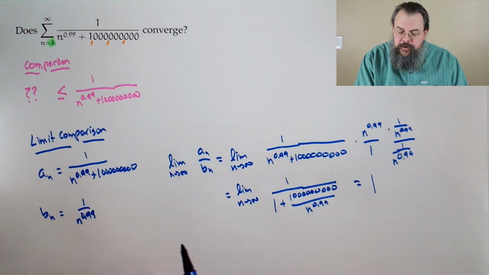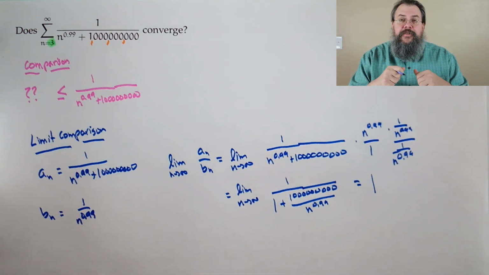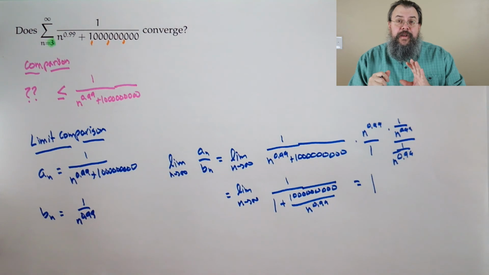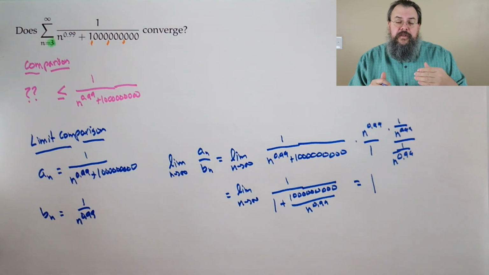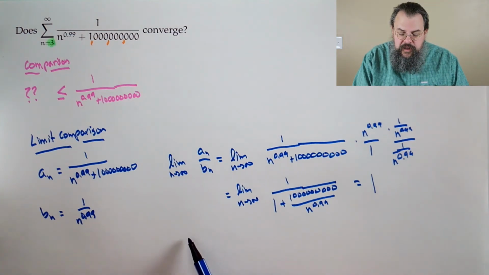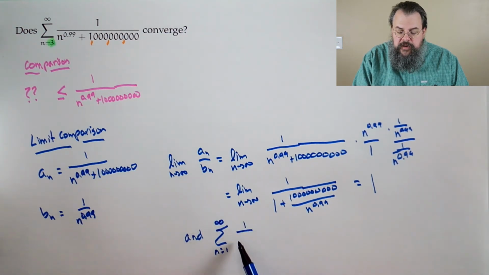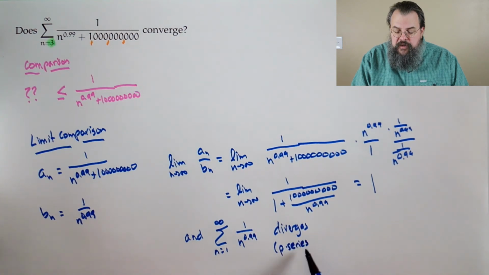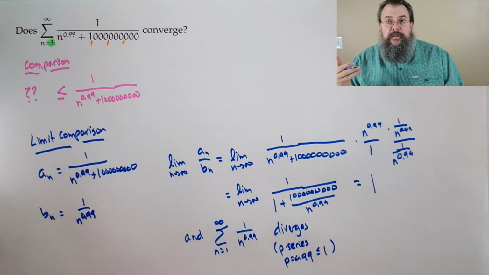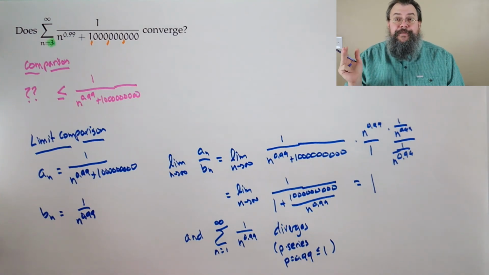Okay, so now we say, aha, we've linked them together. So we've linked the series together. We haven't answered the question yet. All we've said is the answer to one series, whether it converges or diverges, is the same as the answer to the other. So we also need to add, and the sum from 1 to infinity of 1 over n to 0.99 diverges, and we know that because it's a p series, p equals 0.99, and that is less than or equal to 1. So if I have n to the p, and p is less than or equal to 1, it diverges.